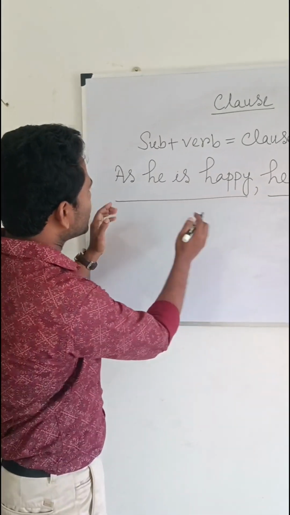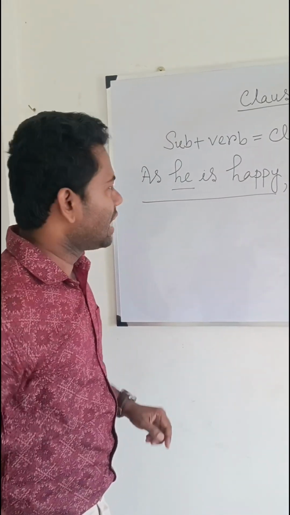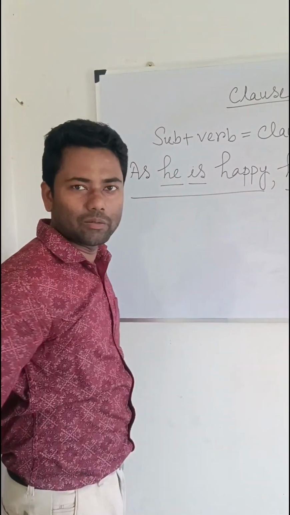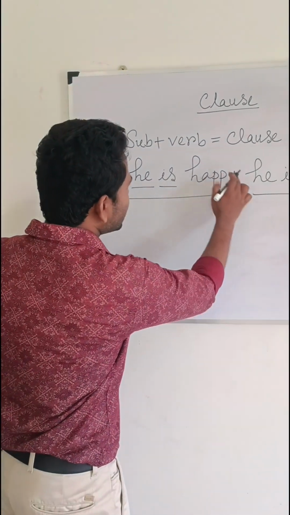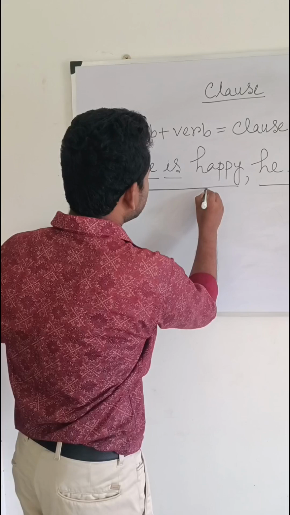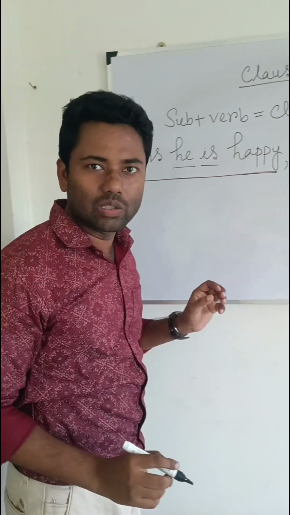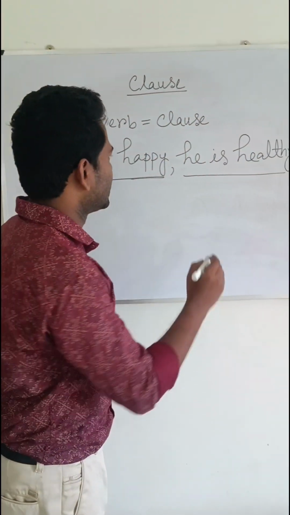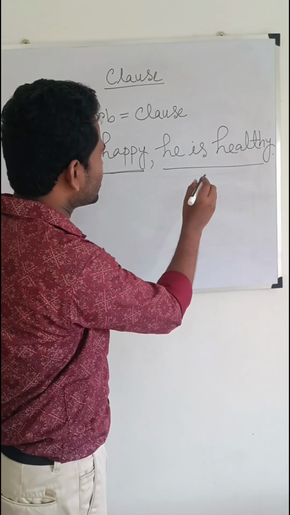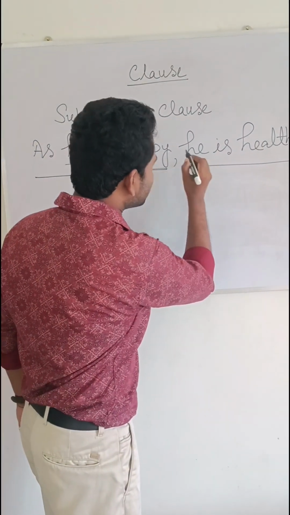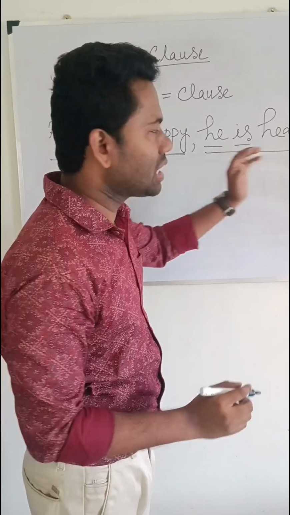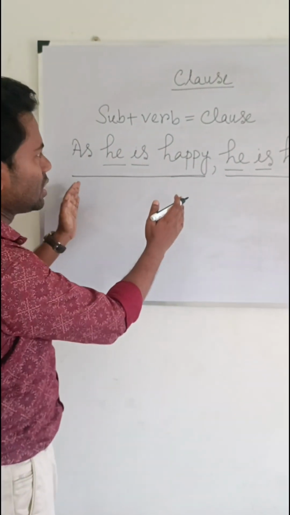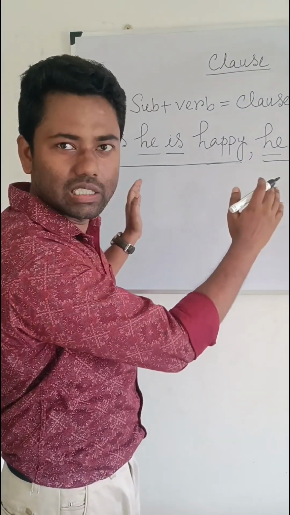See, in the first part we have subject he and is the finite verb. So subject and finite verb. So this part is a clause. As he is happy is a clause. And if you look at the second part, he is healthy. Here also you will find he is the subject and is the finite verb. So this part is also a clause. So in this sentence we have found two clauses.